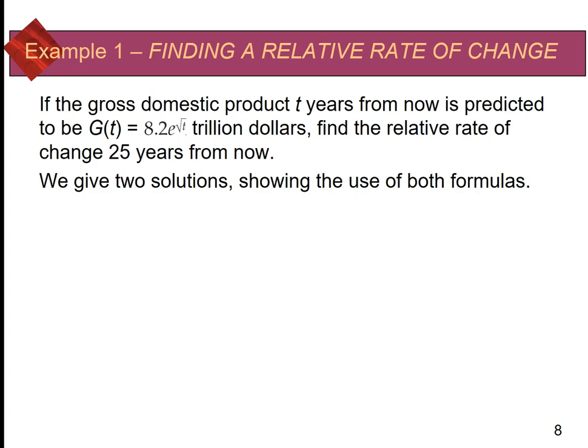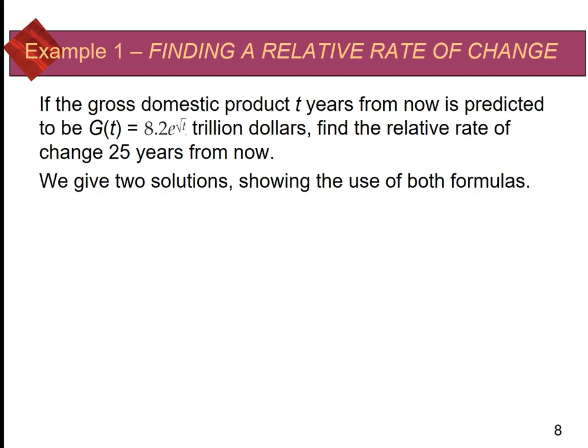So an example here: if the gross domestic product t years from now is predicted to be G of t equals 8.2 times e to the square root of t trillion dollars, find the relative rate of change 25 years from now. They're going to show two solutions here. They're going to use the derivative of the natural log formula, and they're going to use the f prime of x over f of x formula, to show you it gets the same thing.